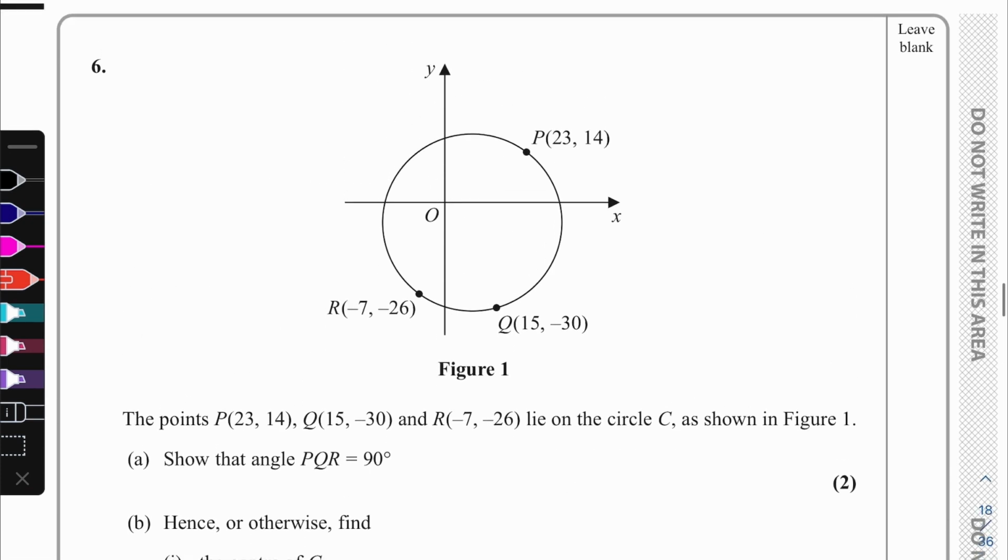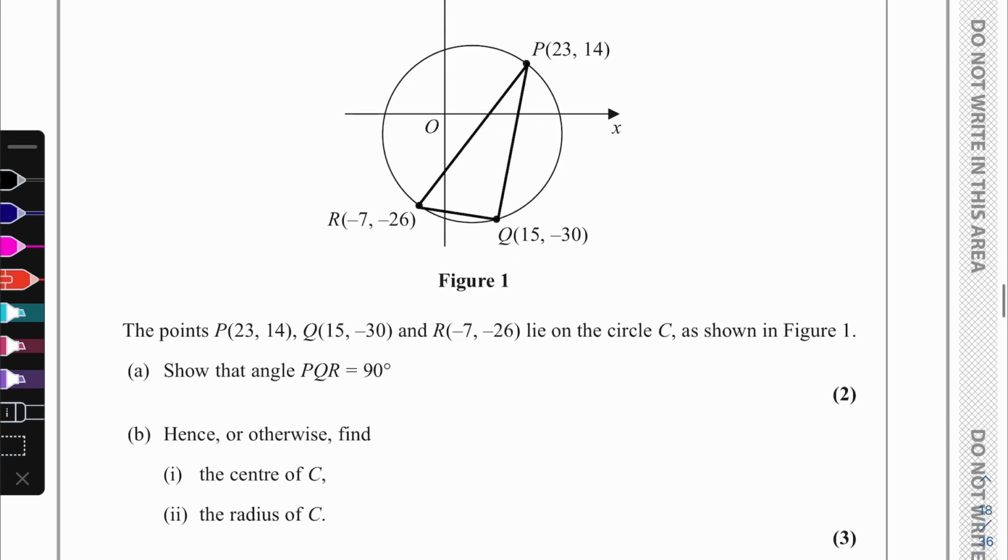So we have the points P, so this is a circle, this is point P, 23, 14. Q, 15, minus 30, and R, minus 9, minus 26, lie on a circle as shown in figure 1. Show that angle PQR is 90 degrees. So they're saying this triangle here is a right angle triangle. So they're saying this angle is a right angle.